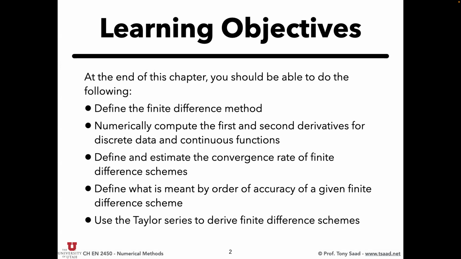Define and estimate the convergence rate of finite difference schemes, what we mean by a second order method or a first order method or a fourth order method. You've probably heard of those words, but they're going to rear their head in this chapter. Define what is meant by order of accuracy of a given finite difference method. That's essentially identical to the convergence rate. And use Taylor's theorem to derive a couple of finite difference schemes.